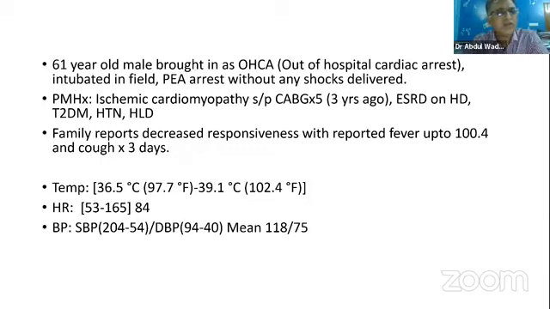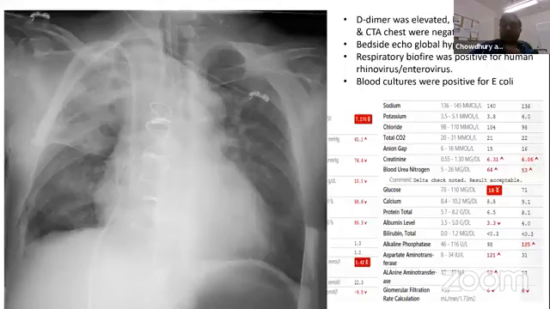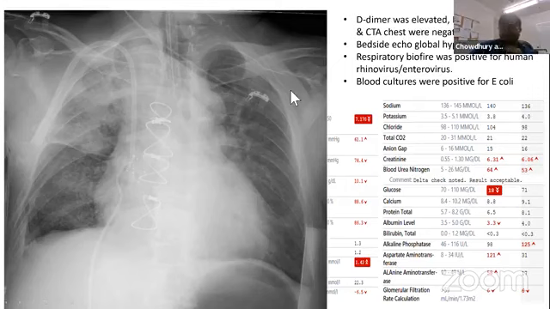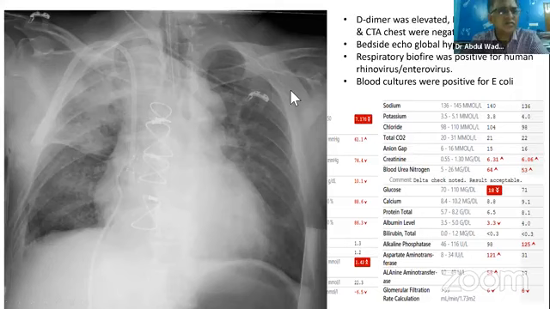What is the level of potassium? Okay, so potassium, and then look at the acidosis. Acidosis, yes. And then look at the chest X-ray. And the temperature was 102.